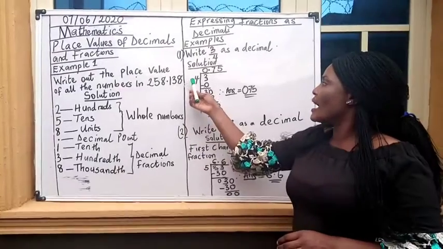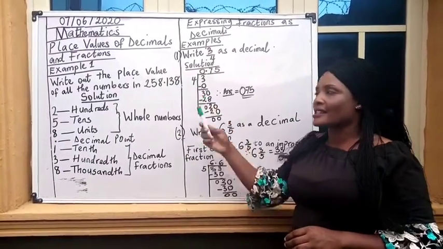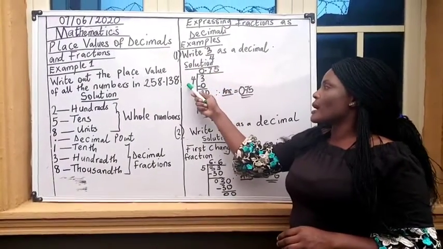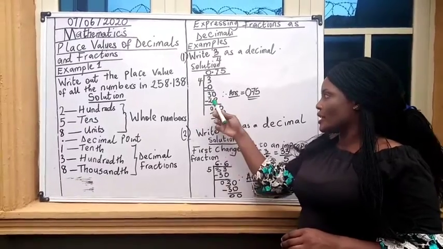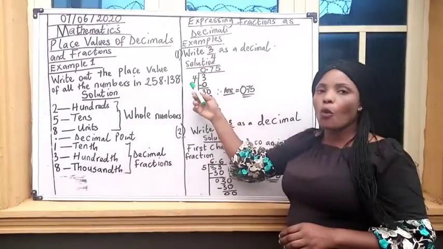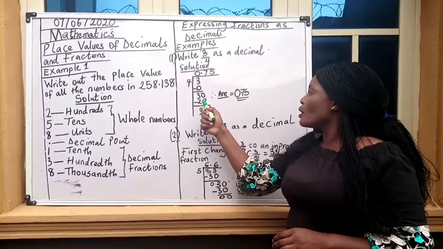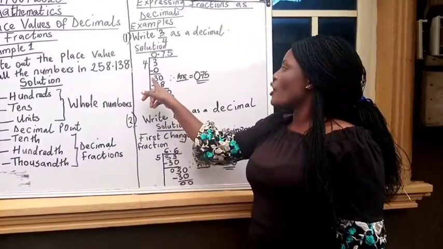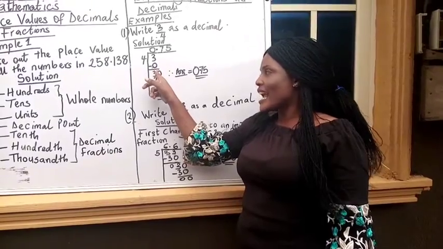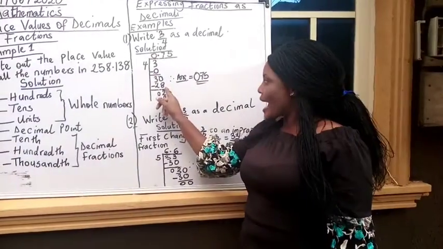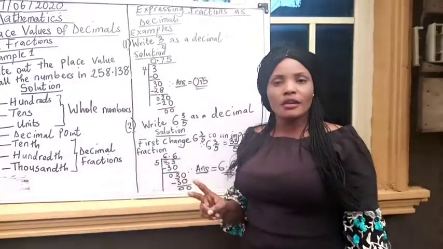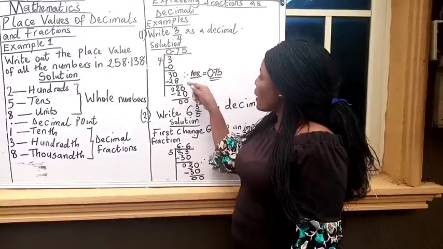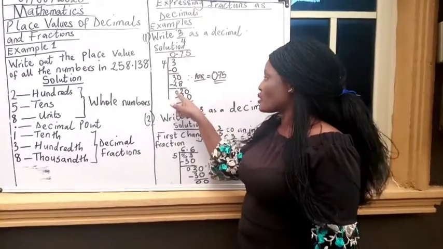Then you will say, how many 4 are you going to see in 30? That is 7. 7 times 4 will give you 28. If you remove 28 from 30, you are left with 2. Then you borrow 1 from here. You add it here, it becomes 10. Then 8 from 10, you are left with 2.